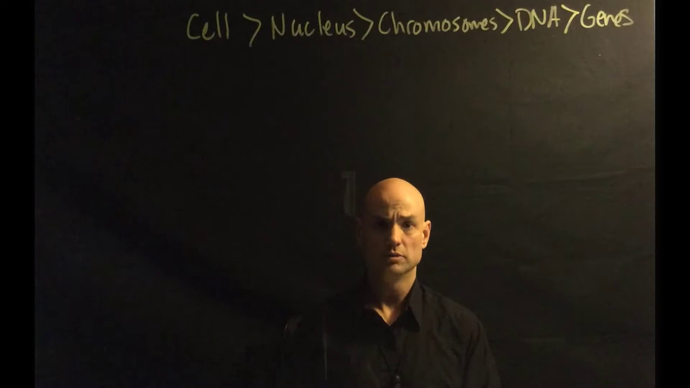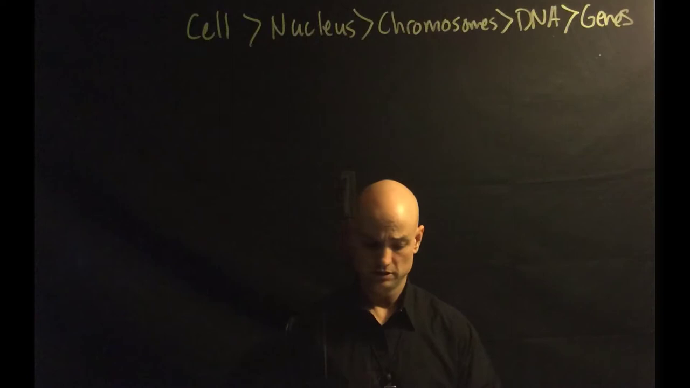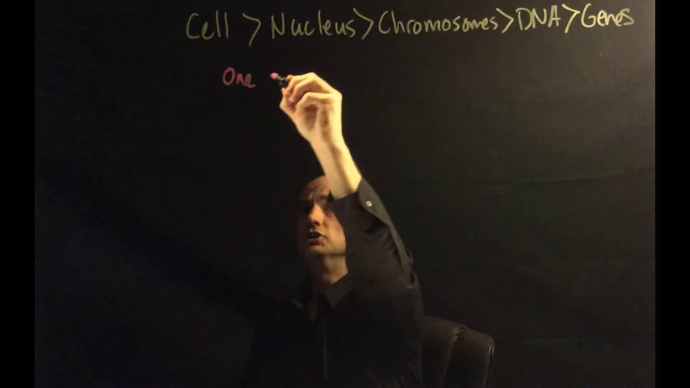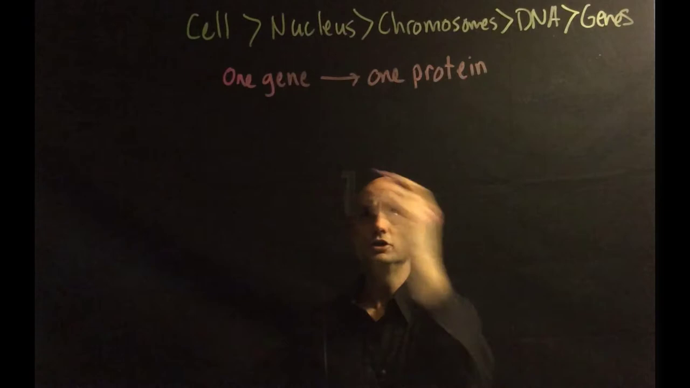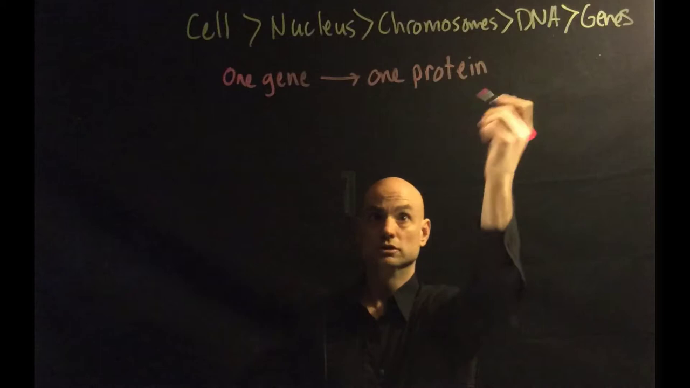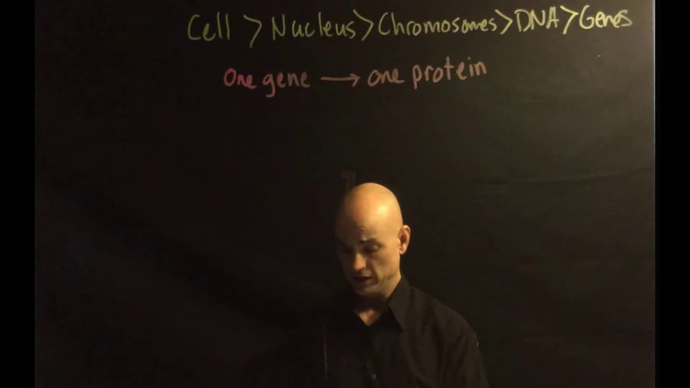So let me tell you that it was often thought that for every one gene, we would make one protein. That was the idea, that one gene, in fact, there was a hypothesis, one gene, one polypeptide, which is a protein. Okay, but what we found out later is that sometimes we have certain genes that don't always go that way. So a little more about that in a second here.